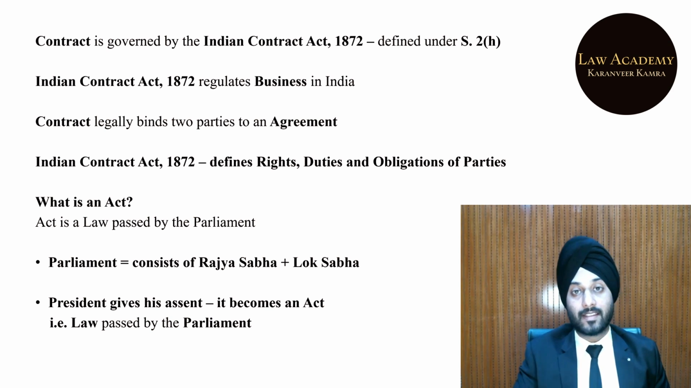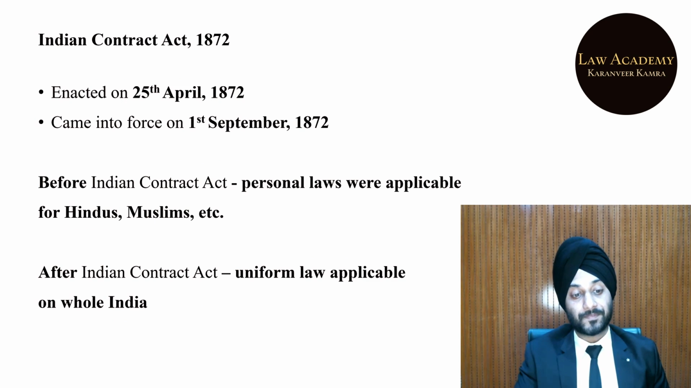Now parliament consists of two houses. First is the Rajya Sabha, that is the upper house, and second is the Lok Sabha, that is the lower house. When the bill is introduced in the parliament, it is passed in the Lok Sabha and subsequently in the Rajya Sabha. And finally, it goes to the president for his signature. When the president gives his assent on the bill, that bill becomes an act, and that is the law made by the parliament.